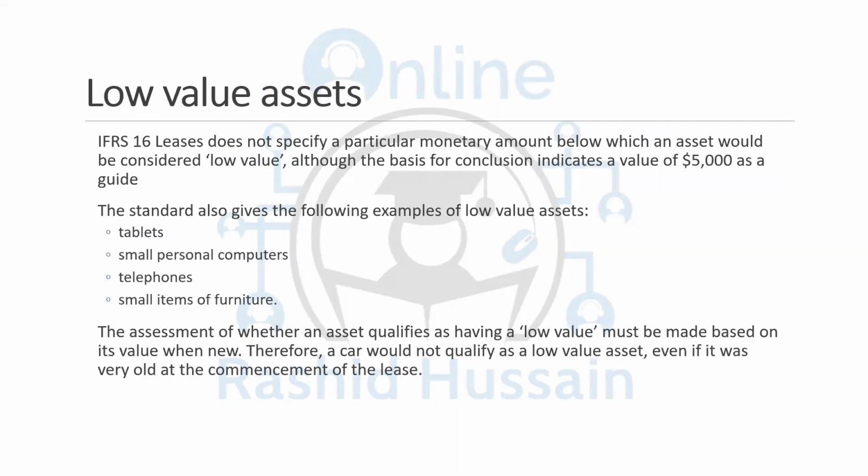Similarly, we have low value leases. For example, you are leasing tablets, personal computers, telephones, small items of furniture. There's no official benchmark for low value leases, but you can say the guide is less than $5,000. In that case, there's no need to create a right of use. You can simply expense that out in the profit or loss on a straight line basis. And remember, a car does not qualify under the low value asset criteria.